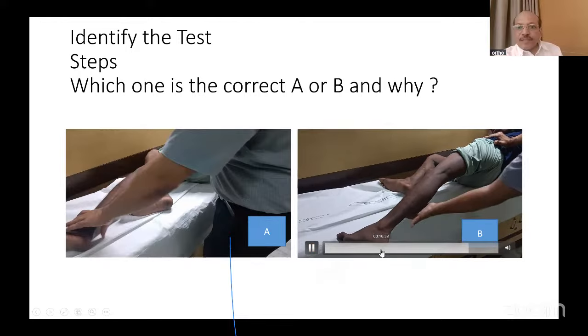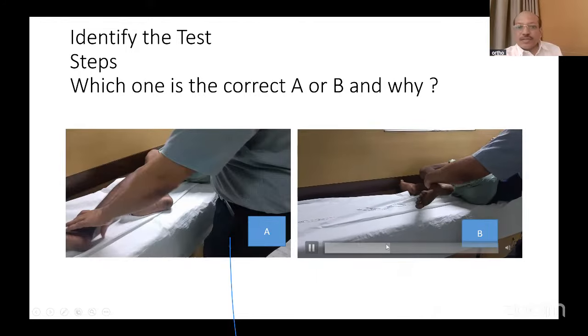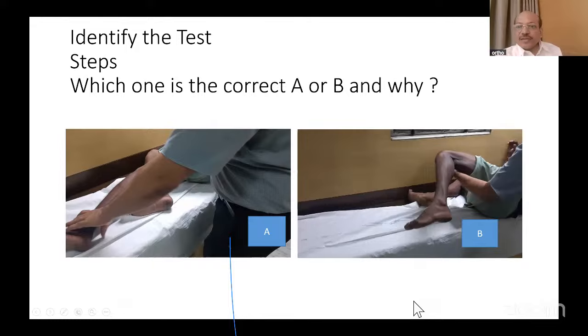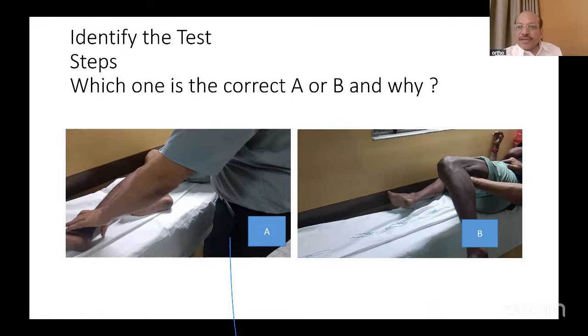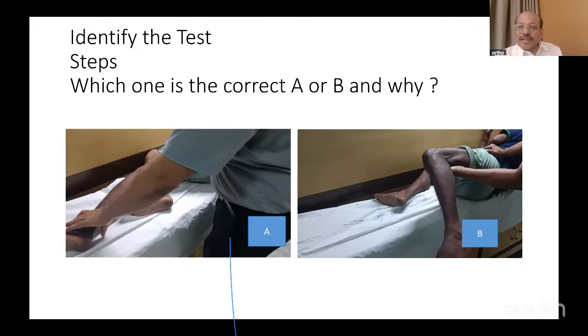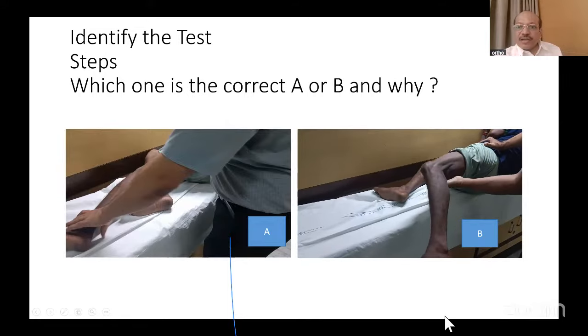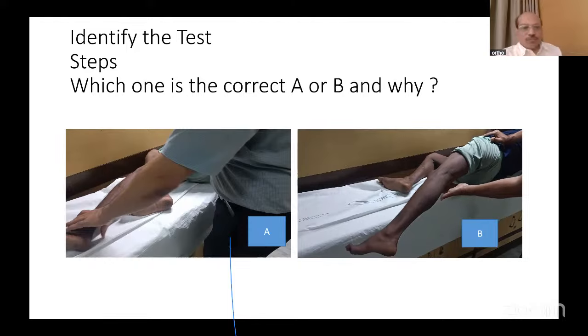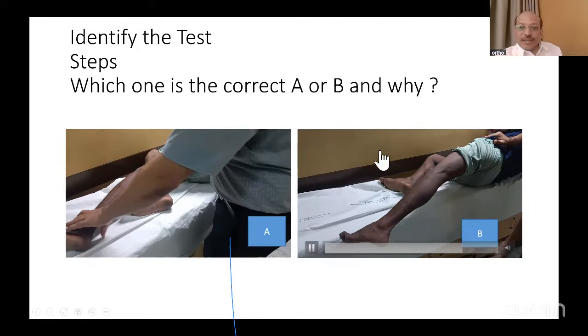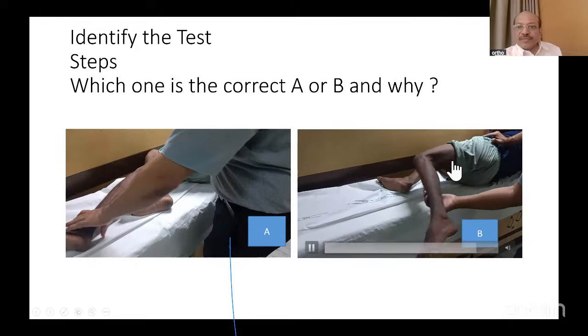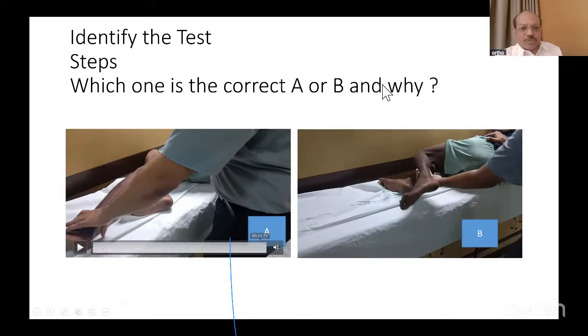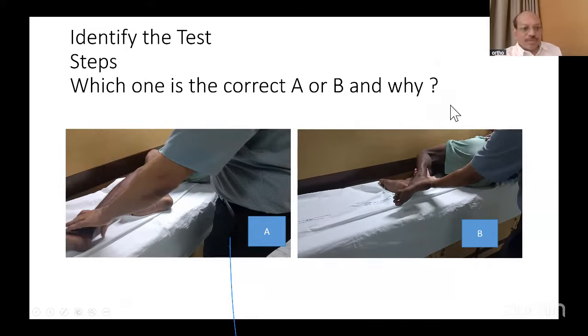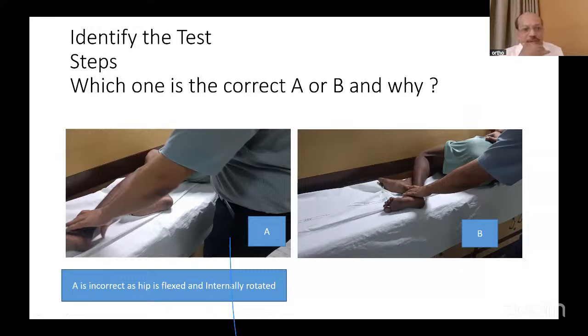See the B, what is done? The hip is abducted and extended, keeping the knee flexed. Now it is allowed to drop to the bed. It is not dropping; it is a little bit lower, but it's not dropping. So what is the problem? Basically, which one is correct, A or B?